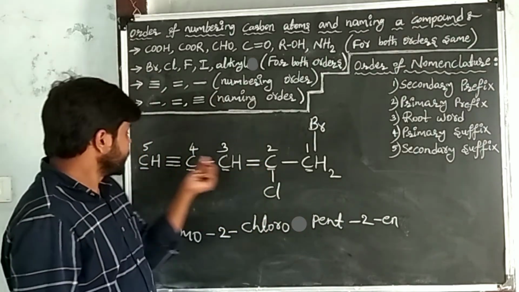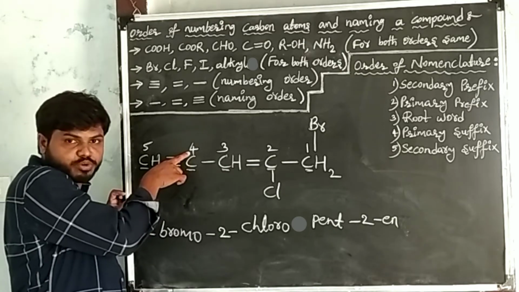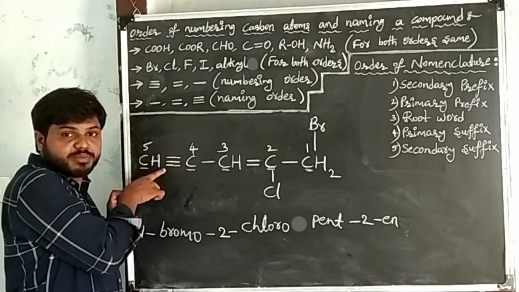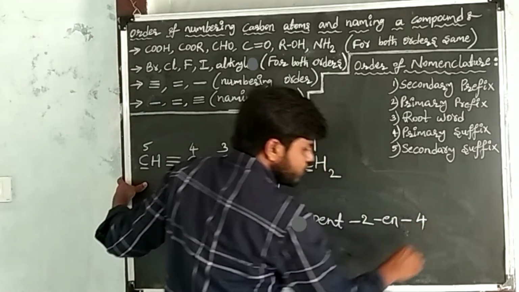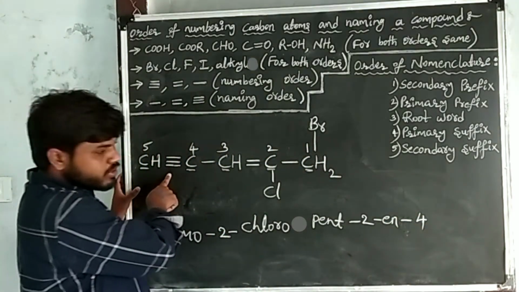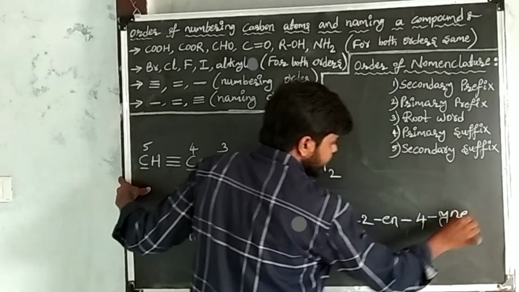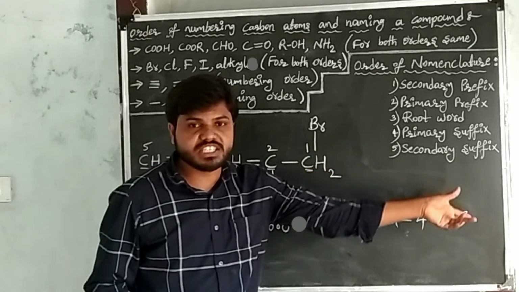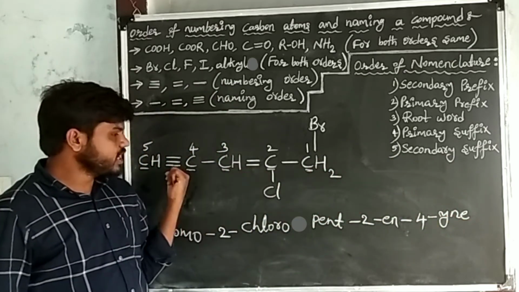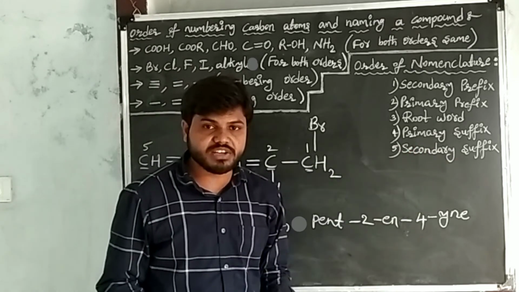After the double bond, go to the triple bond. The triple bond position is the 4th position, and the suffix of the triple bond is "yne". After writing the triple bond, go to the secondary suffix. Double bond, triple bond completed, means primary suffix completed.